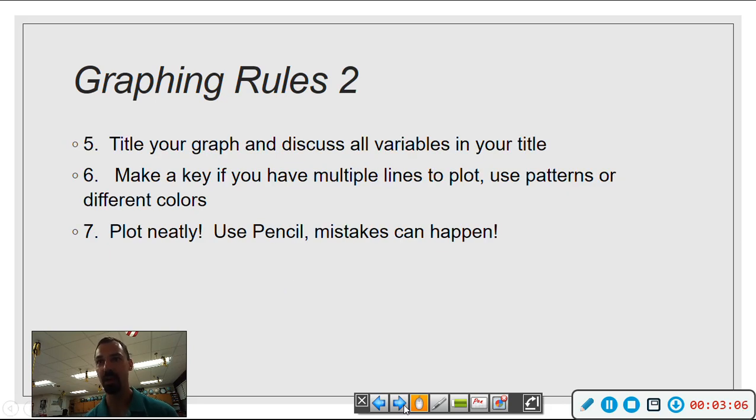Also, you have to make a key if you have multiple lines to plot. Use patterns or different colors. Some people do that. If you don't have colors, you could do dashed or dotted lines and make a key for each of those things. Also, plot neatly. Use pencil. Mistakes can happen, so if we're plotting on paper, make sure you're using pencil.